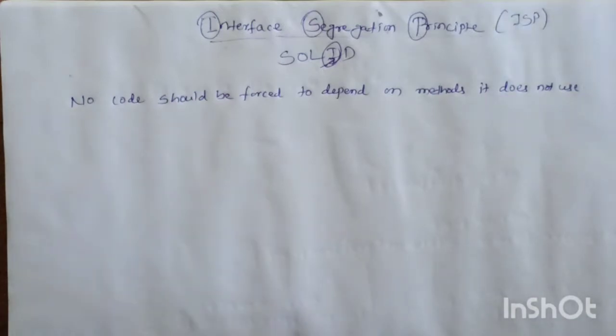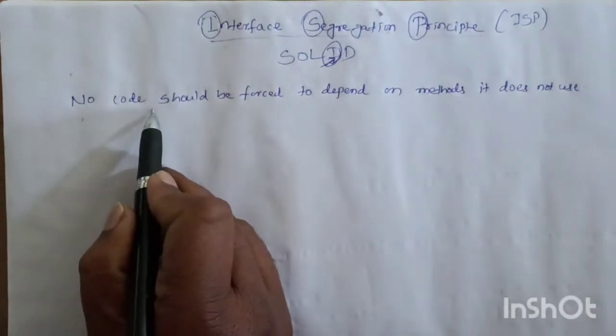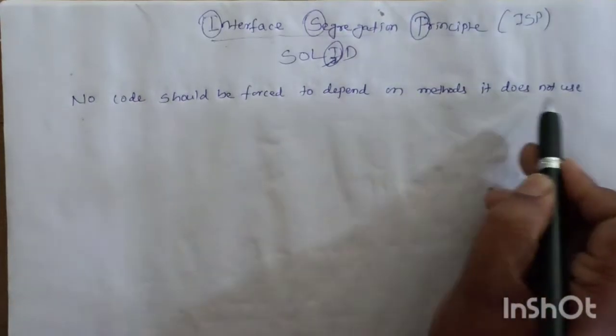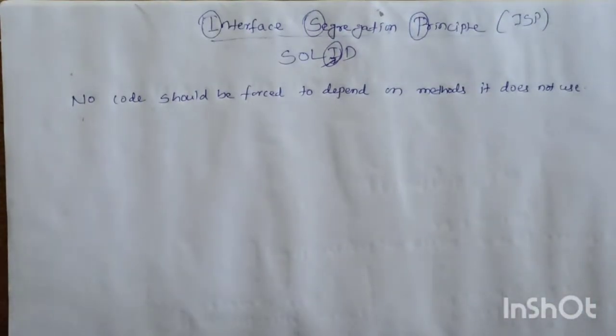Let's understand what it tells. It tells that no code should be forced to depend on methods it doesn't use. That means we should not write any method which will not be used, and there should be no force to depend on that method. It means there should be zero unused code, or dead methods, in interfaces.